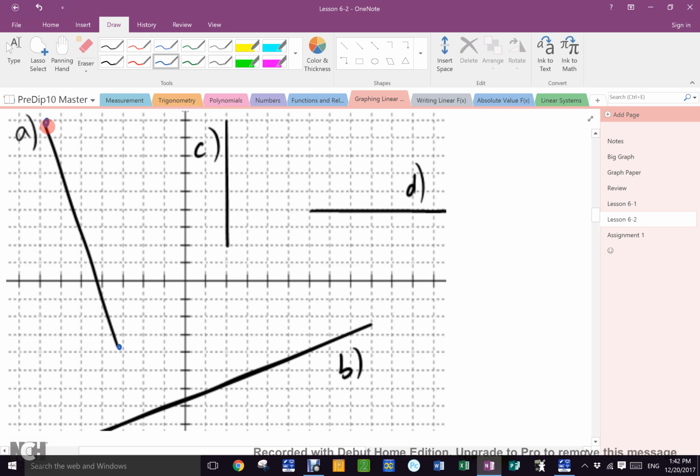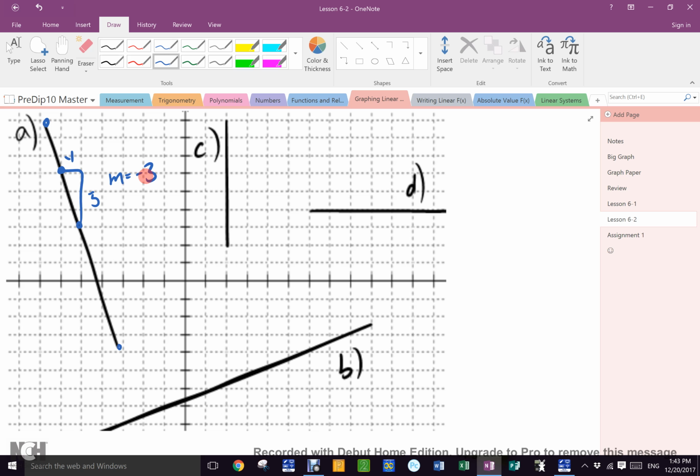Tell me when to stop. Stop. Now tell me when to stop. What's the rise? Positive 3. What's the run? Negative 1. So what's the slope? 3 over negative 1. m equals negative 3. Byron, what's the slope of C?